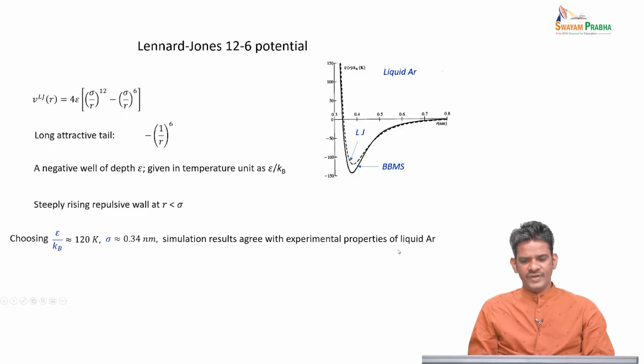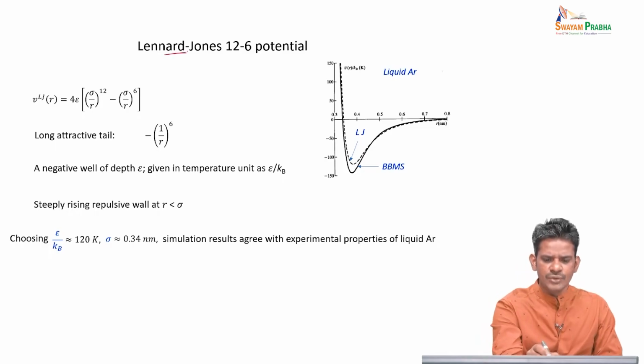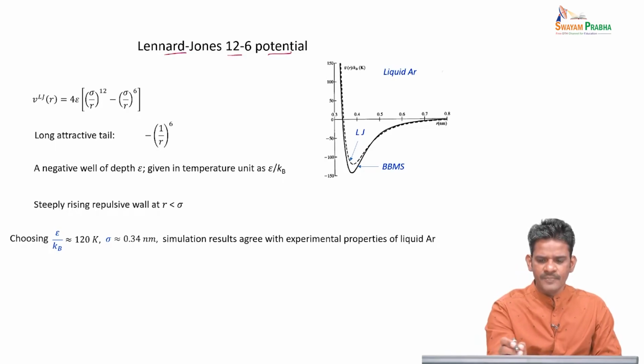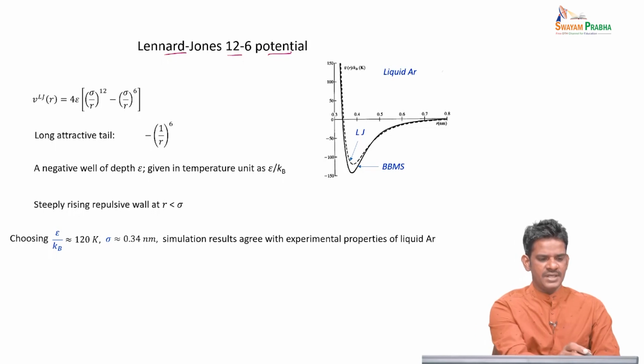So now we'll take some examples of very simple potentials. From now on, all the potentials I'm going to talk about are pair potentials, between a pair of atoms or molecules or particles. The most important potential is the Lennard-Jones 12-6 potential. The mathematical form is written here.